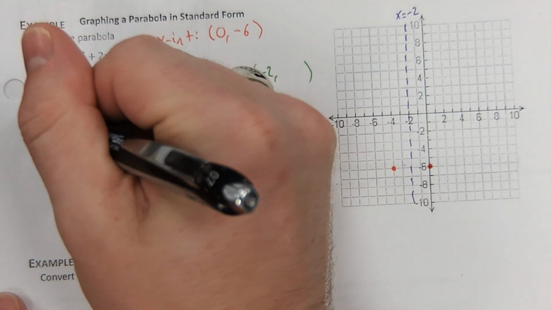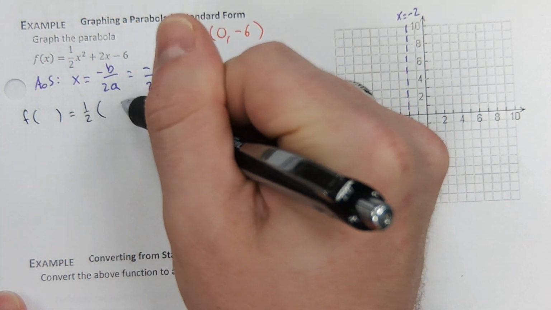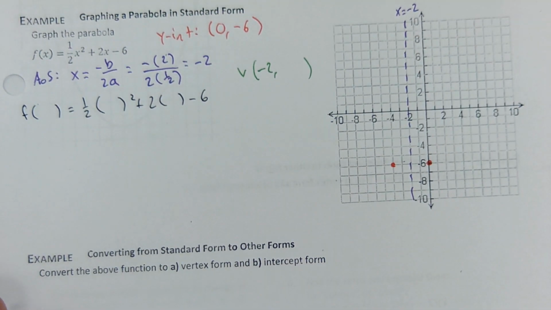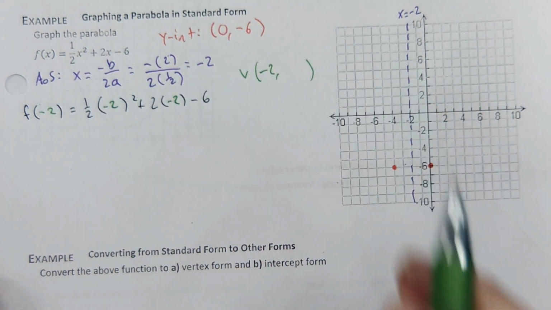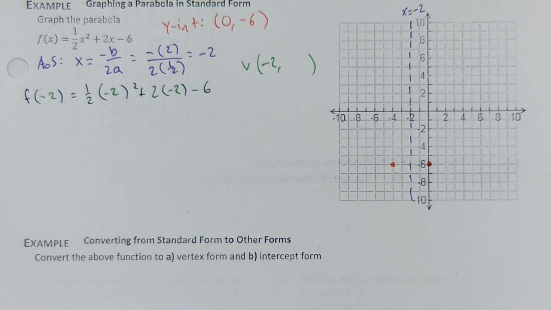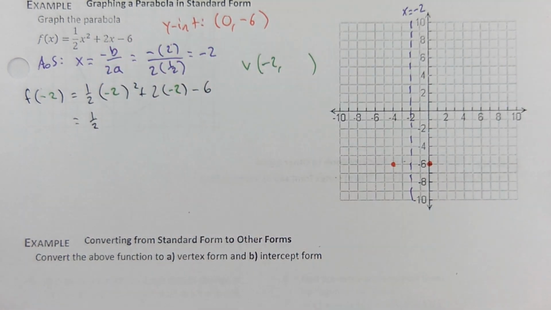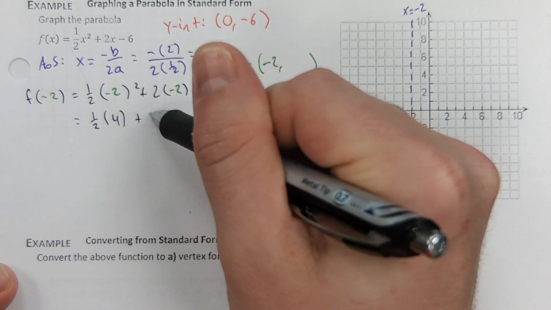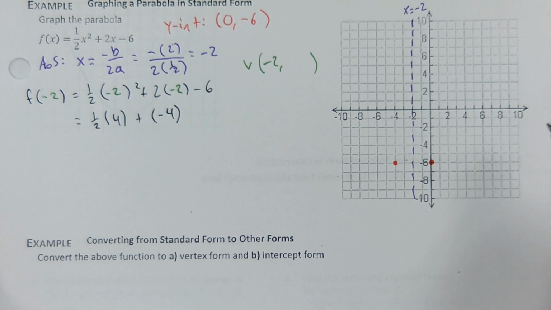All right, f of, and everywhere I saw an x, I'm going to put a set of parentheses. And I'm going to drop in that negative 2 to those parentheses. The hardest part about this is following the order of operations. Exponents first. Negative 2 times negative 2 is 4. Oops, I didn't mean to write the plus sign, so I'll just throw that thing in parentheses.